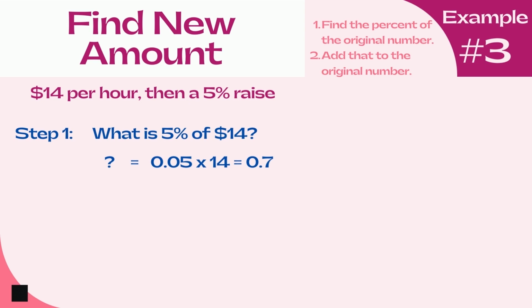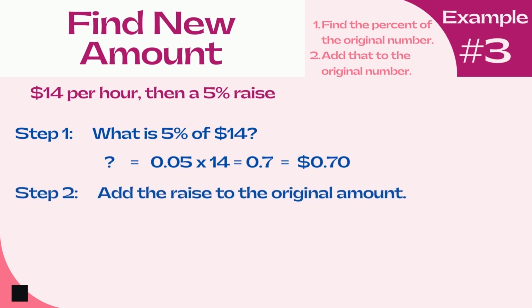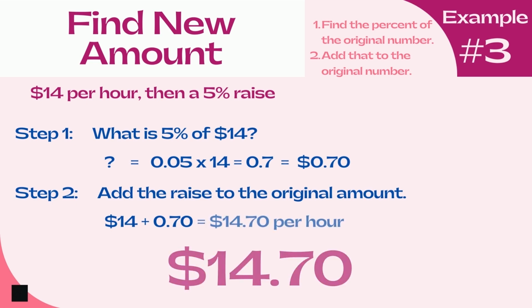But remember that we are looking for an amount of money. We want to know what 5% of 14 is. So that 0.7 is actually 70 cents. That 70 cents is your raise. Now we have to add that to the 14 you are already making. $14 plus 70 cents is $14.70 per hour. That will give you your new amount of money that you make per hour.